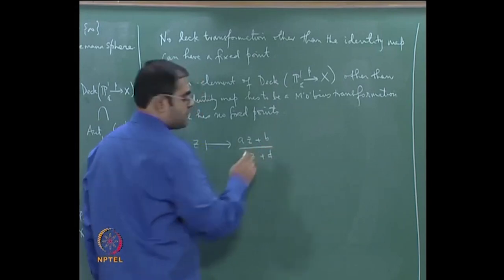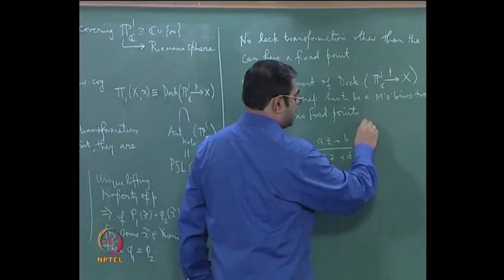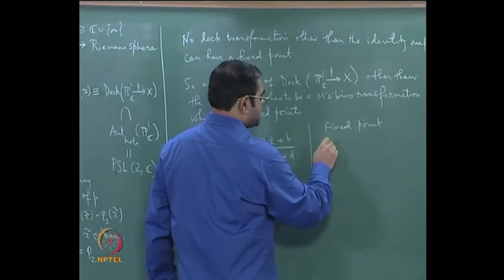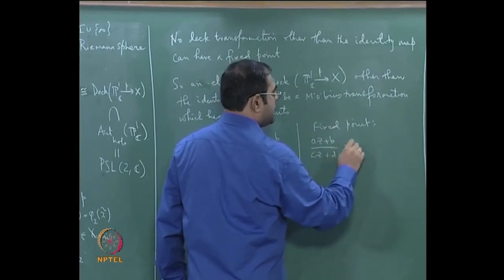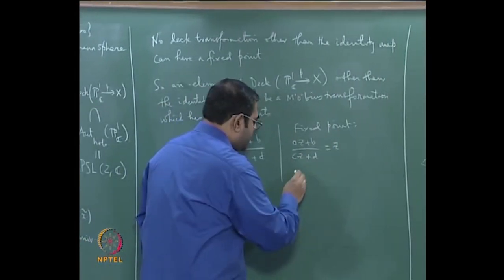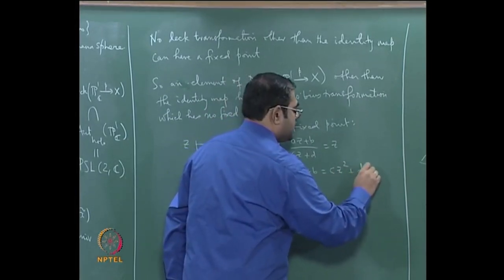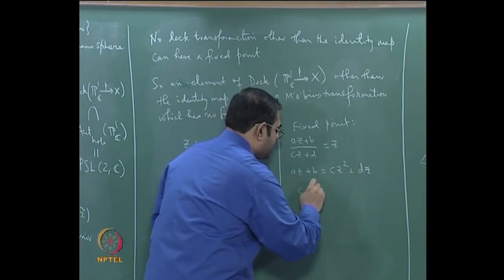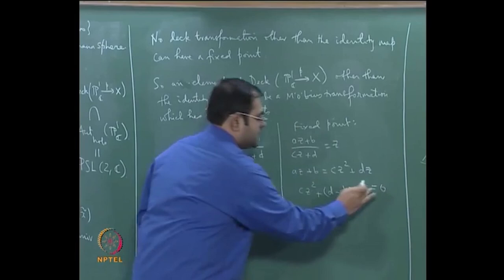Now, if I try to solve for fixed points, I'm just solving (az + b)/(cz + d) = z. I'm just solving this equation, all right? And this amounts to solving az + b = cz² + dz. So what I get is cz² + (d − a)z − b = 0.